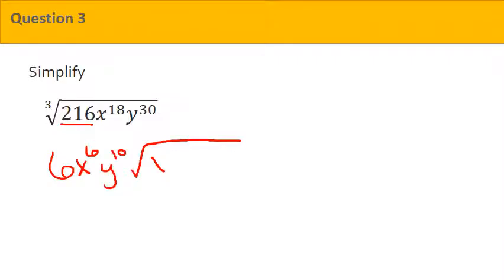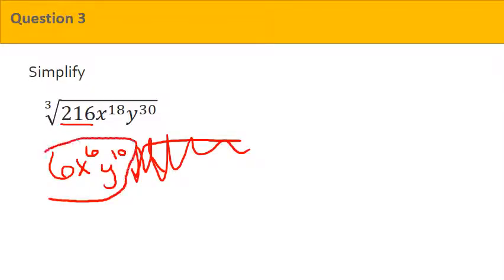Now if you had y to the 31st underneath there, then you would have a y left over. In this case, you don't have anything left over, and your answer is just 6 x to the 6th, y to the 10th. If you had anything left over, it would be underneath the radical.